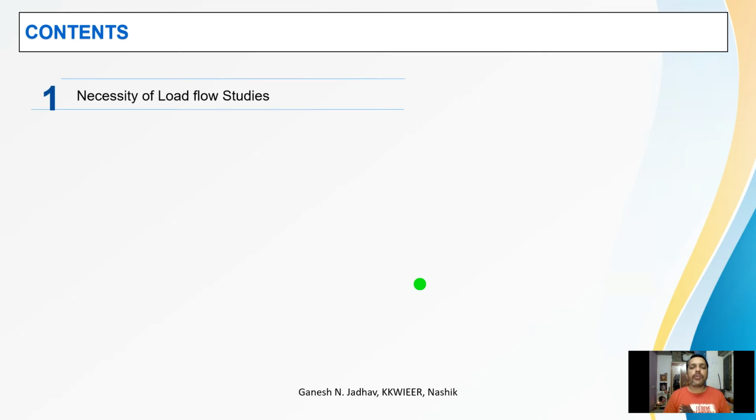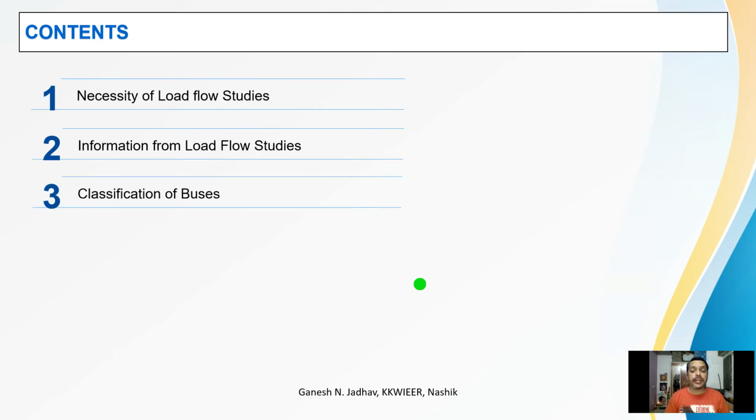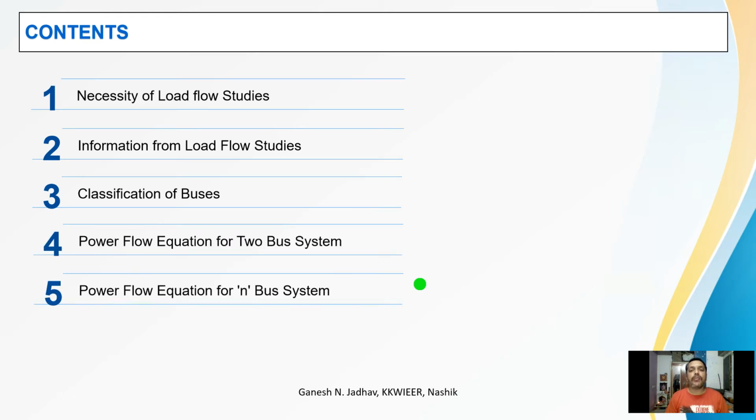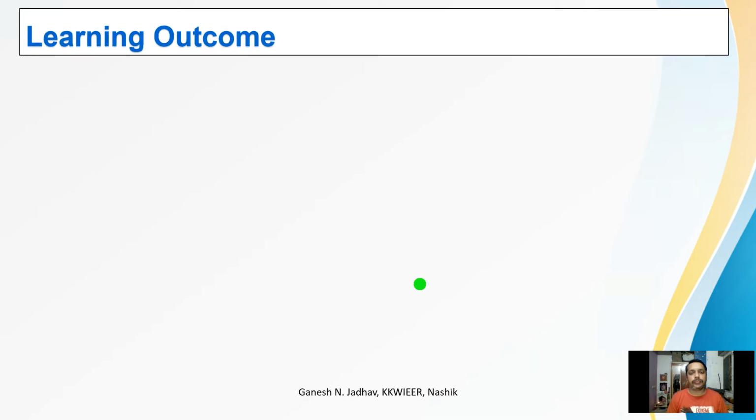So let's see the content of today's presentation. The first one is the necessity of load flow analysis. What information you will get from the load flow analysis. Then how you classify the power system buses. Then power flow equation for 2-bus system and power flow equation for n-bus systems. So these are the content of today's session. And the last is summary.